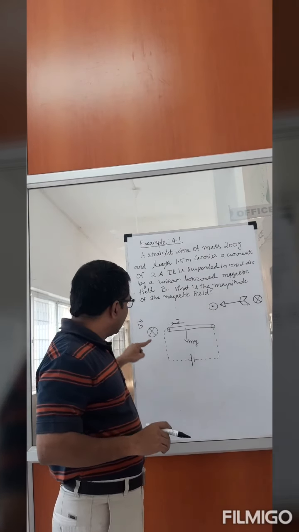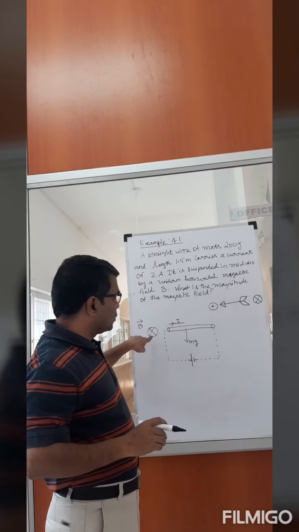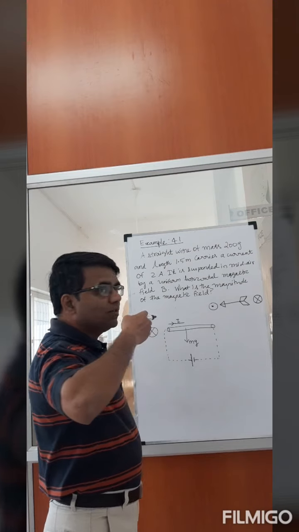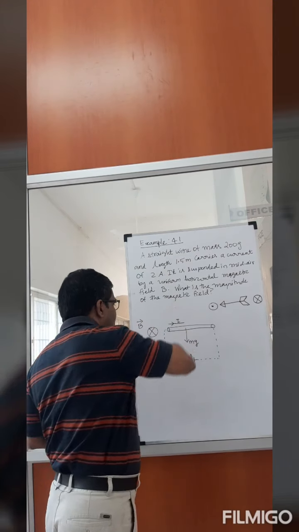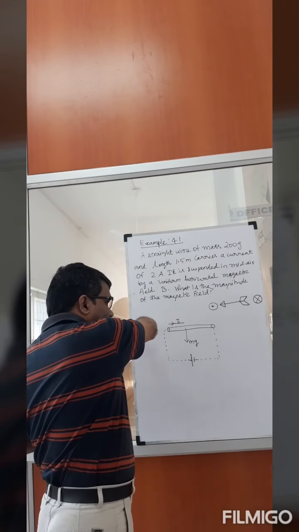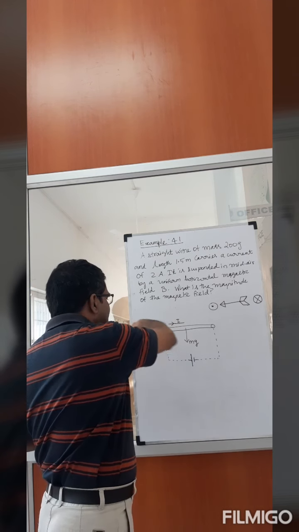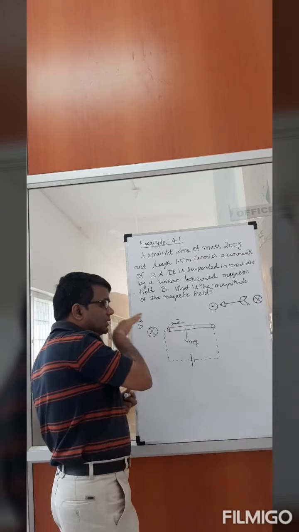So here I have B with this symbol, which means that the arrow is going into the board. The magnetic field, the external magnetic field, is in this direction. Current is in this direction.